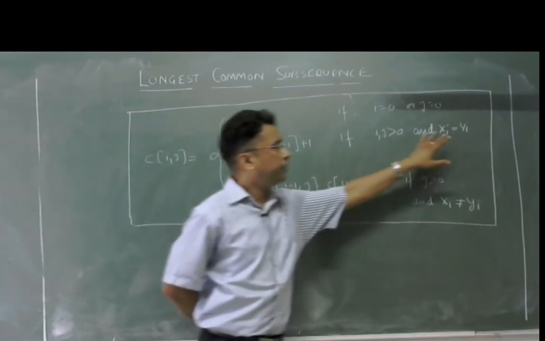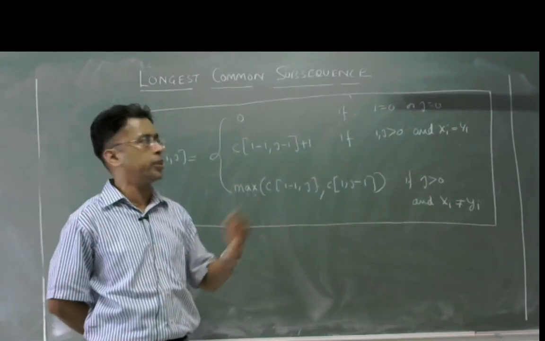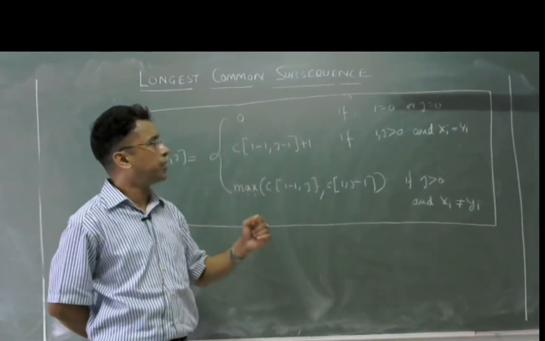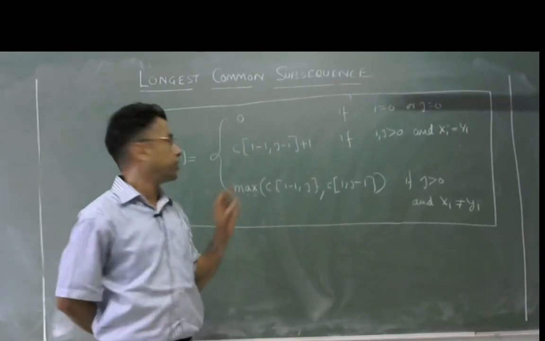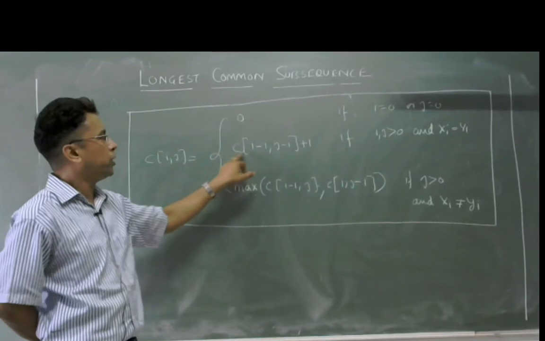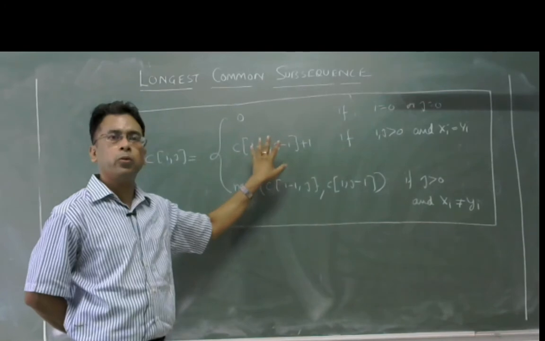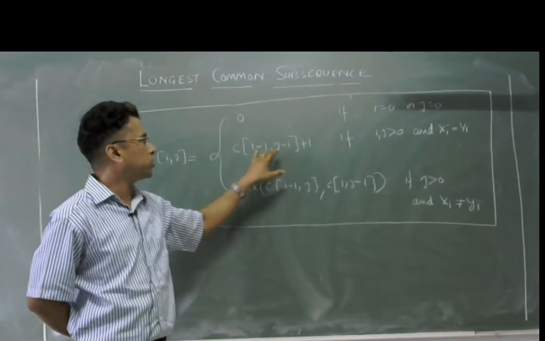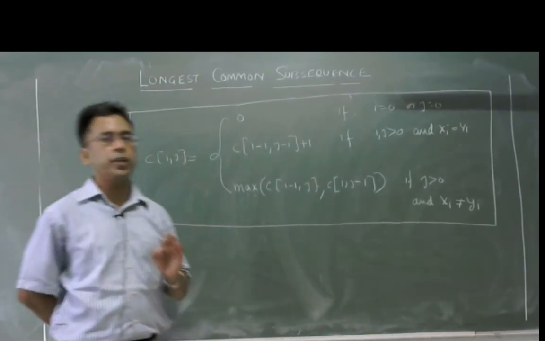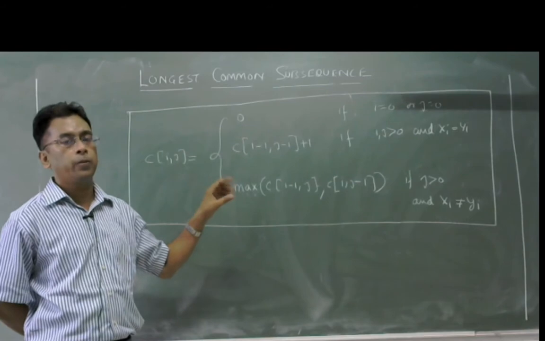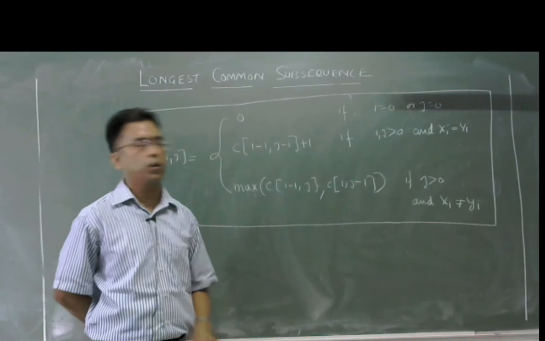And if there is a match between the alphabets, xi is equal to yi, meaning the element of the first string is matching the element of the second string, in that situation the value of C[i, j] would be equal to the value at position C[i-1, j-1], which has already been calculated, plus 1. Then in that case, C[i, j] would be one more than the value stored at position C[i-1, j-1], right?